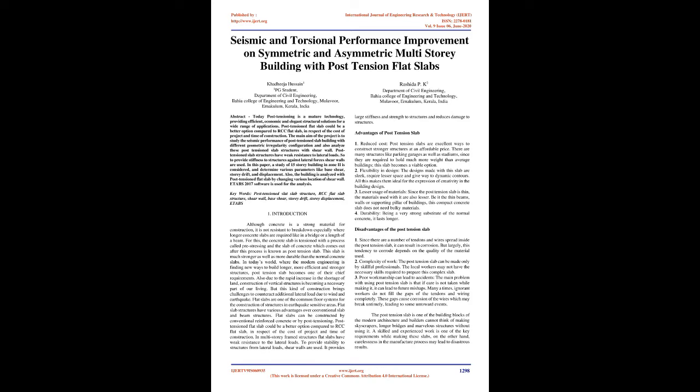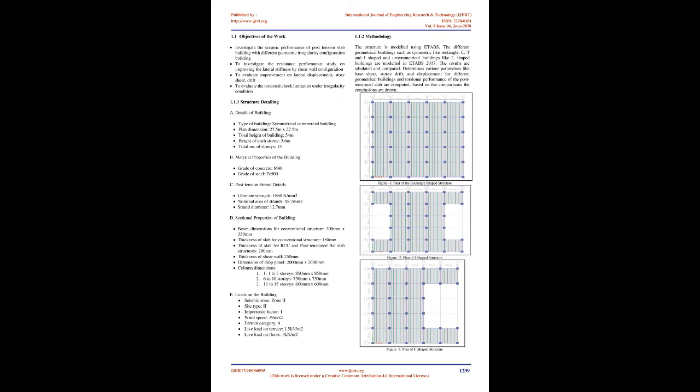Post-tensioned flat slab could be a better option compared to RCC flat slab, in respect of the cost of project and time of construction. In multi-story framed structures, flat slabs have weak resistance to the lateral loads. To provide stability to structures from lateral loads, shear walls are used. It provides large stiffness and strength to structures and reduces damage to structures.